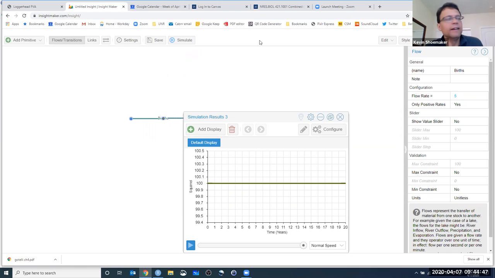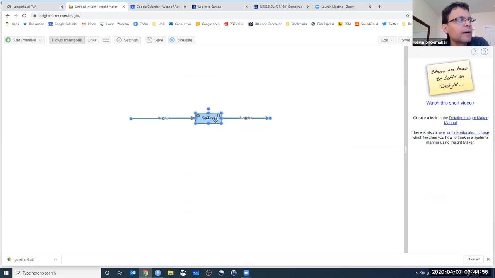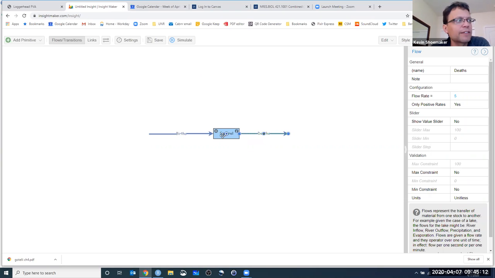That's the real basics. Now let's make it more realistic. Let's make it a real population. To do that, we're going to have to model exponential growth, which is the way real populations can grow. And to do that, the number of deaths has to be a function of the total number of squirrels. Like the more squirrels there are, the more mortalities there're gonna be, right?